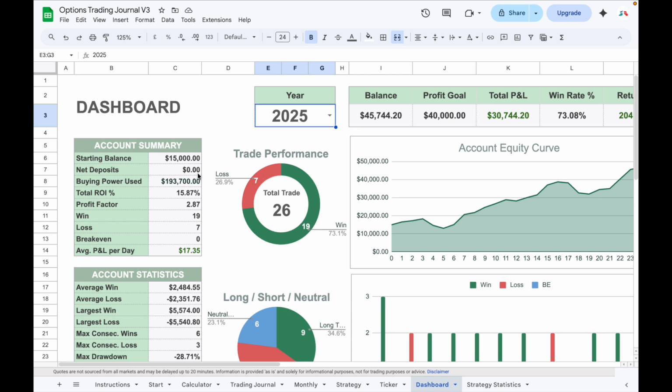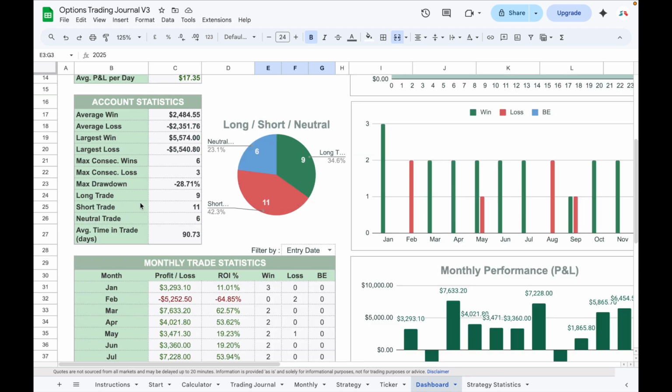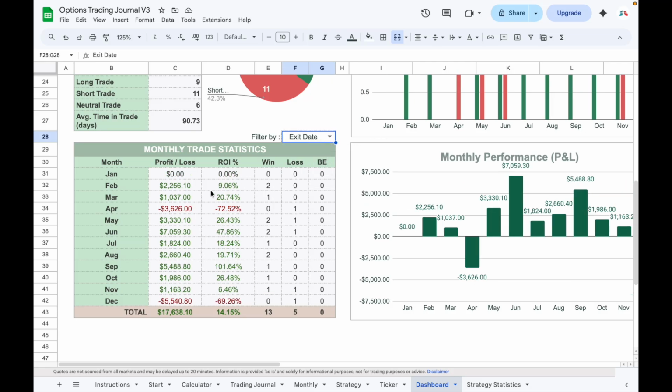The account summary section shows the account health metrics such as total buying power use, total ROI percentage, and profit factor. The account statistics section shows average win and loss, largest win and loss, and maximum consecutive win and loss. The monthly trade statistics table shows profit and loss, ROI percentage, and number of wins, losses, and break-evens for each month of the selected year. You can filter by entry date or exit date. If you select exit date, it will show the statistics for the trades closed in the month.